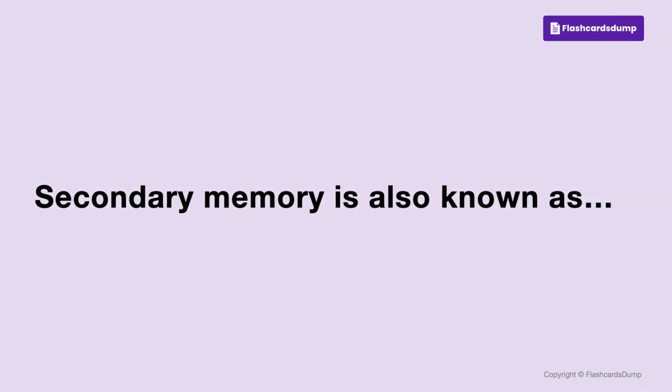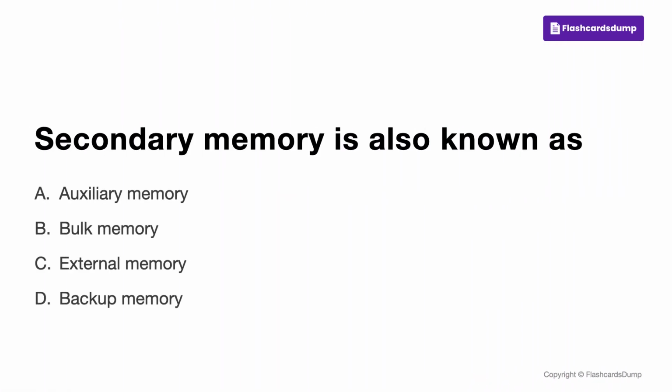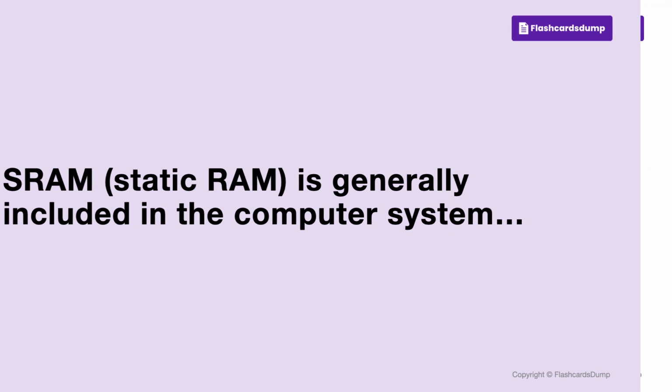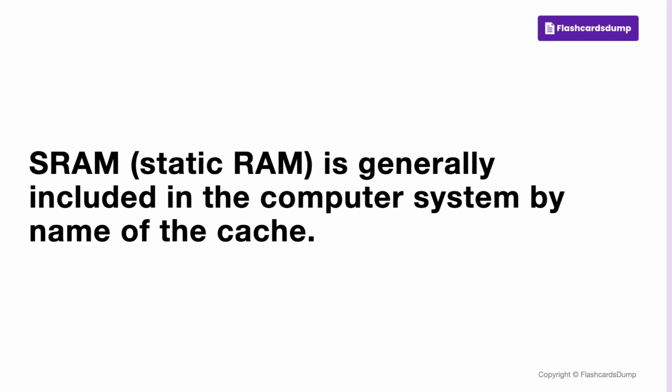Secondary memory is also known as auxiliary memory, bulk memory, external memory, or backup memory. SRAM, static RAM, is generally included in the computer system by name of the cache.